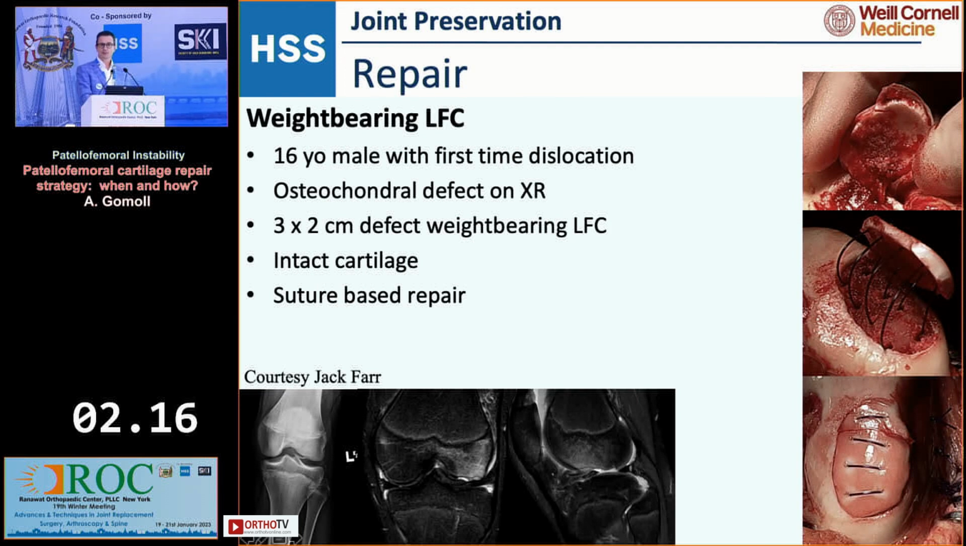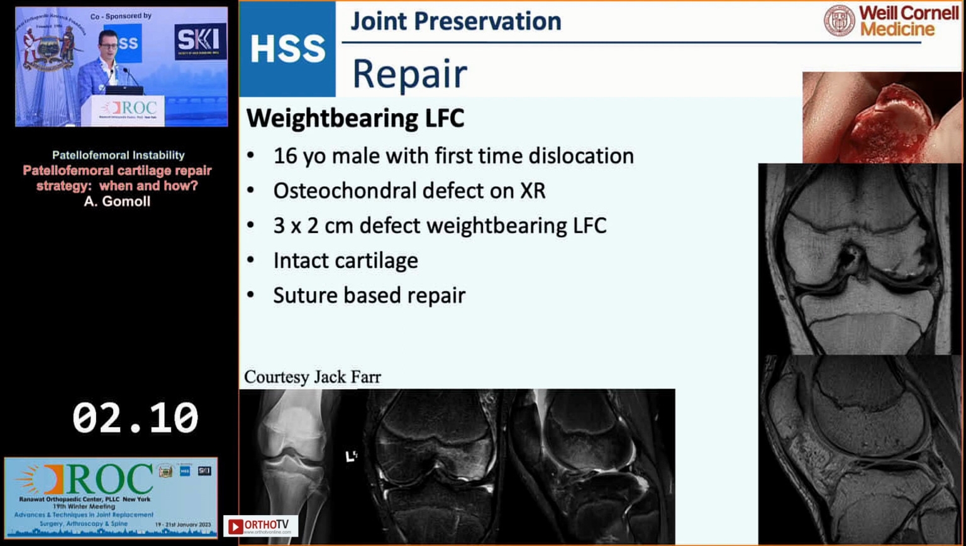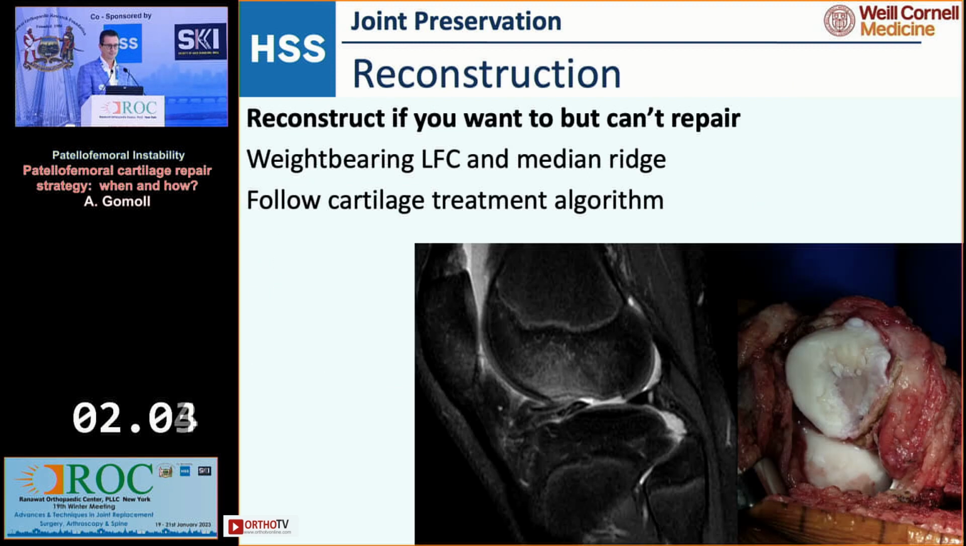It's a resorbable 0 or number 1 PDS tied in the lateral gutter. It does require an incision. You could probably try to do this arthroscopically, maybe with resorbable darts. And this is his post-op MRI scan where it showed that this healed. You can see the mostly open growth plates. Reconstruction, well, reconstruct if you feel like you should do something but you can't repair it. So let's say that piece is cartilage only in an older patient, or it's fragmented into multiple pieces.